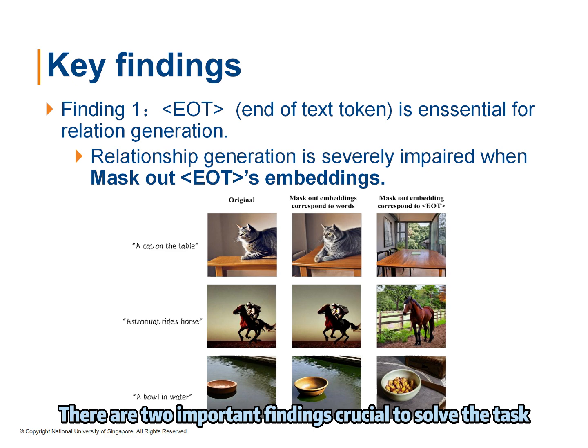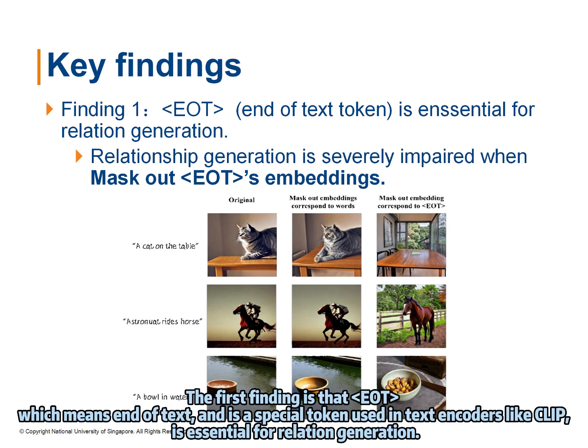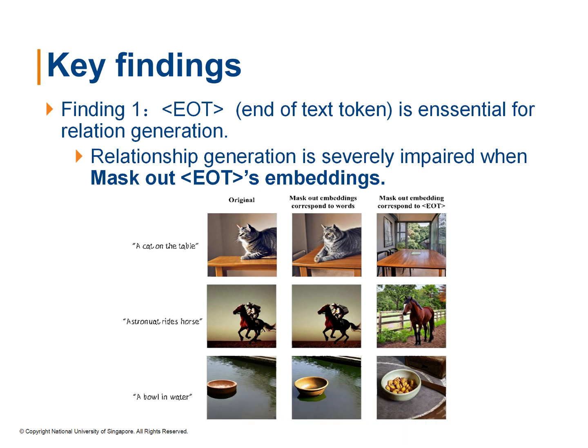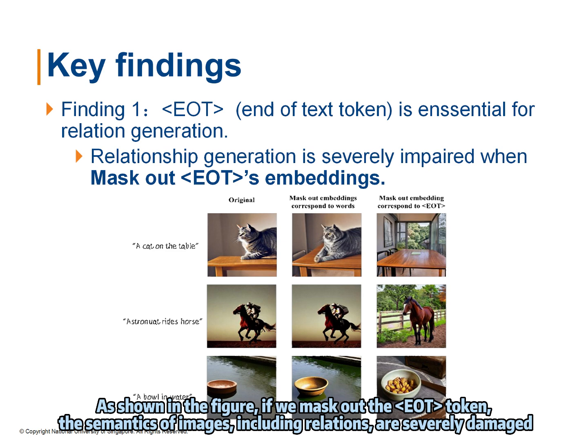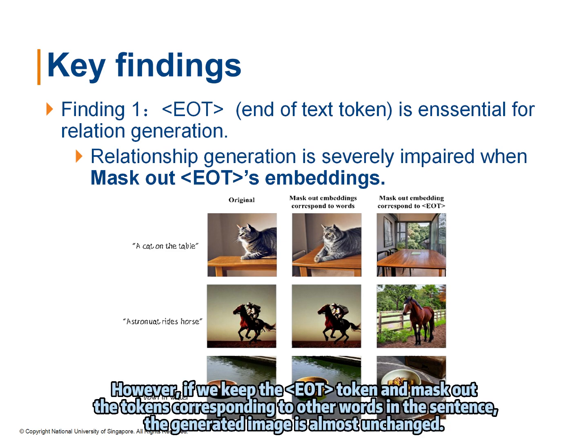There are two important findings crucial to solve the task. The first finding is that EOT, which means end of text, and is a special token used in text encoders like CLIP, is essential for relation generation. As shown in the figure, if we mask out the EOT token, the semantics of images, including relations, are severely damaged. However, if we keep the EOT token and mask out the tokens corresponding to other words in the sentence, the generated image is almost unchanged.